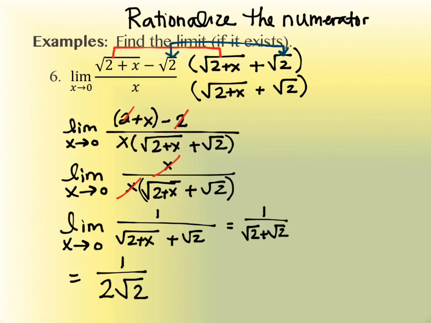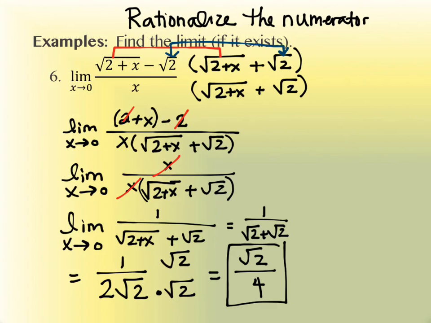And we will rationalize that. It's going to clean up really nicely. So what would I need to multiply the denominator by to get rid of the square root 2? Square root 2, right? And if I do it to the bottom, I'll do it to the top. So on top I get square root 2. What do I get on bottom? I get 4. So the final answer is square root 2 over 4.